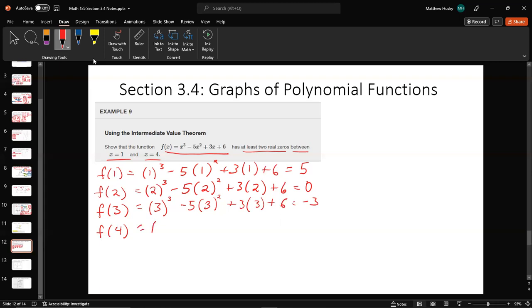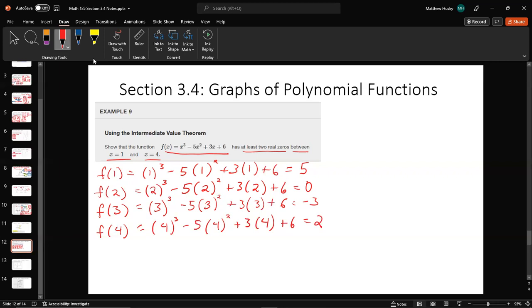And then once more with feeling, here's 4 to the third minus 5 times 4 squared plus 3 times 4 plus 6. Okay, so what is this? You work all that out and you get 2.